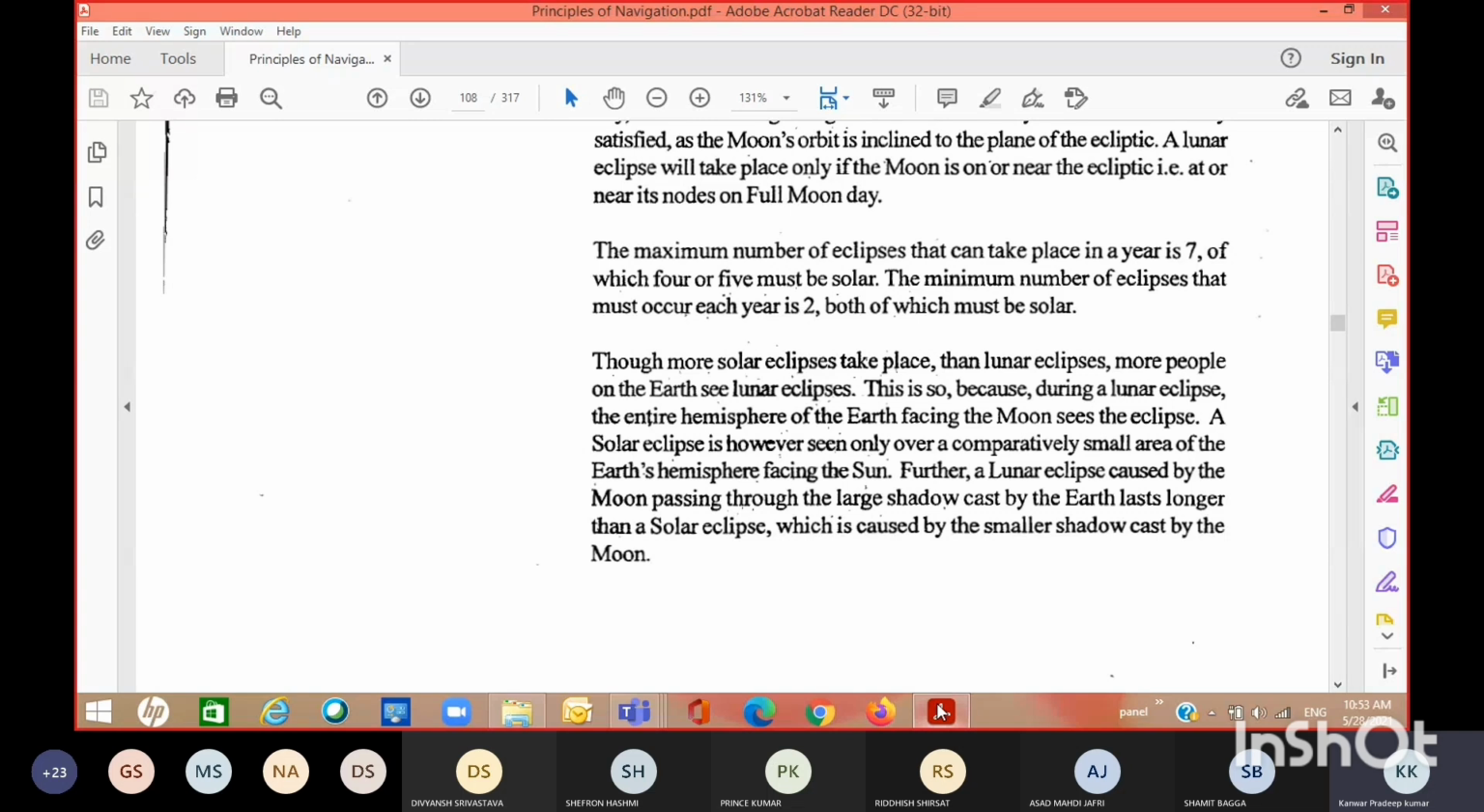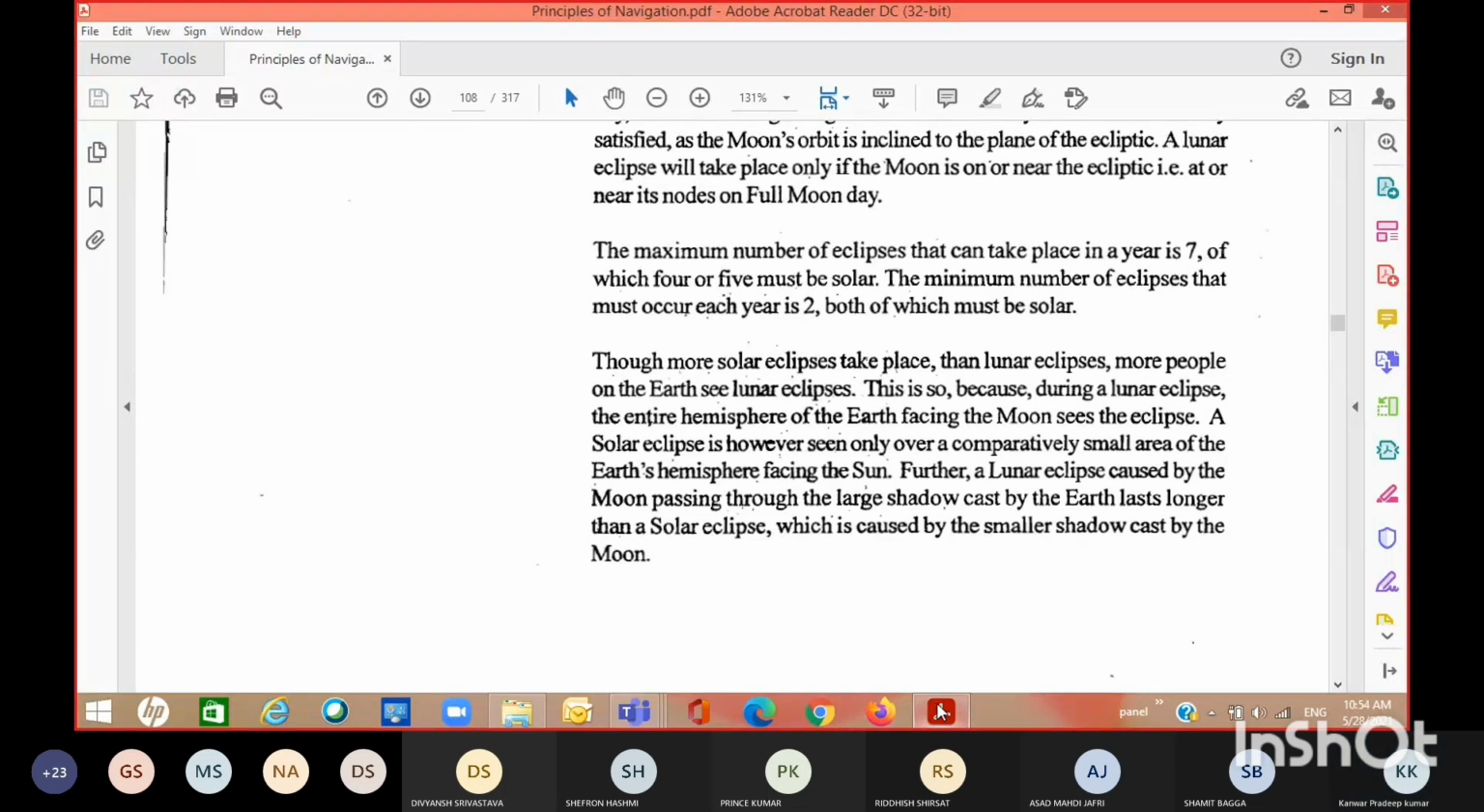So this is how the bodies are moving, and it is not fixed that every year there will be 7 or 5 or 4 or 2. Whenever the situation arises, whatever conditions we have discussed on top, there will be an eclipse.